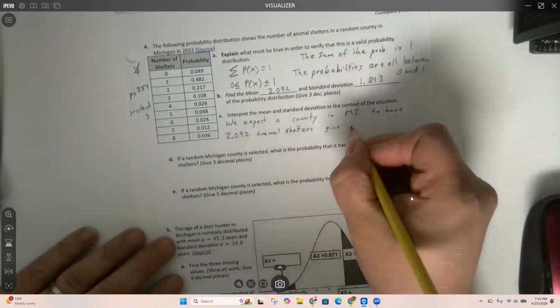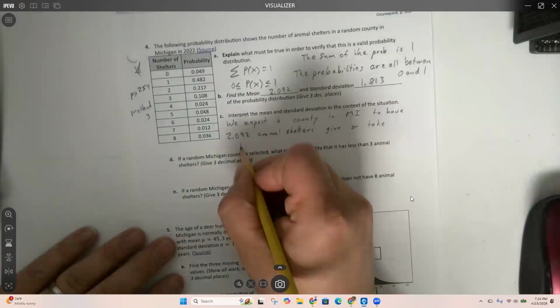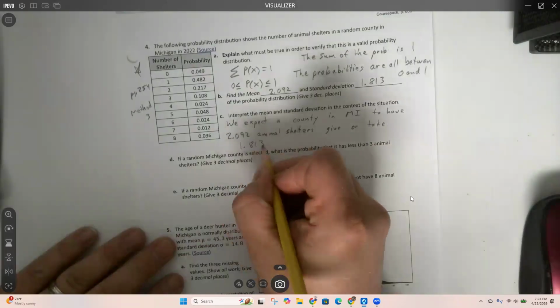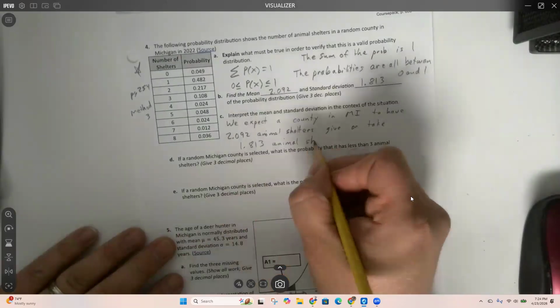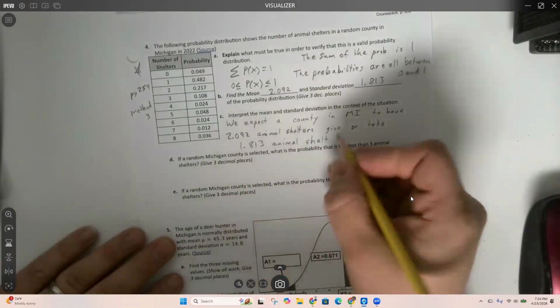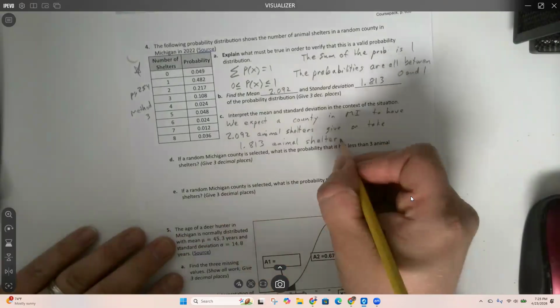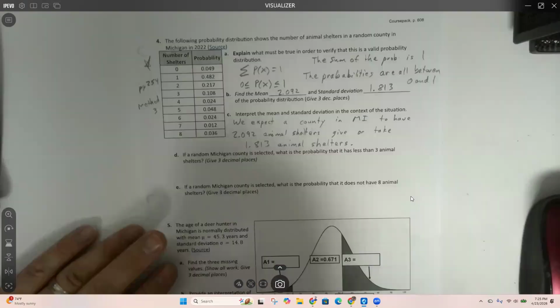Yeah, or take 1.813 animal shelters. So on average, counties in Michigan have a little more than 2 animal shelters. Okay.